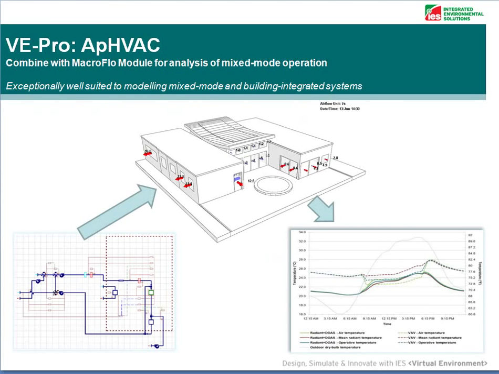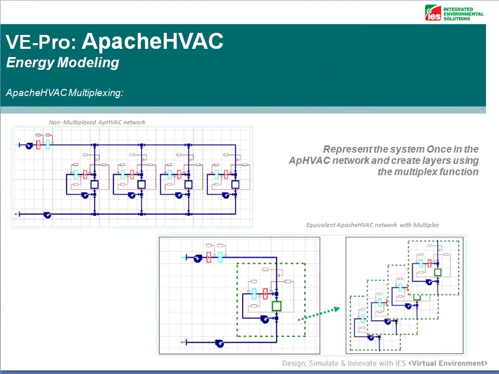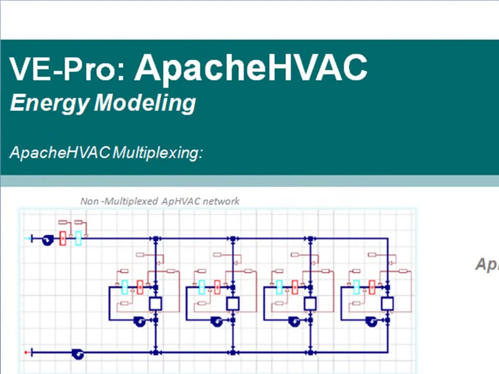As said on the previous slide, the software is exceptionally well suited to modeling mixed mode and building integrated systems. One of the ways Apache HVAC has been made much more user-friendly and efficient is the introduction of multiplexing. Multiplexing becomes very valuable when you have large Apache HVAC networks to model. An example of this would be if you have a primary air handling unit serving a number of fan coil units. In the top image of this PowerPoint slide, you can see a 4-zone network with fan coil units for each zone and a common outside air system.